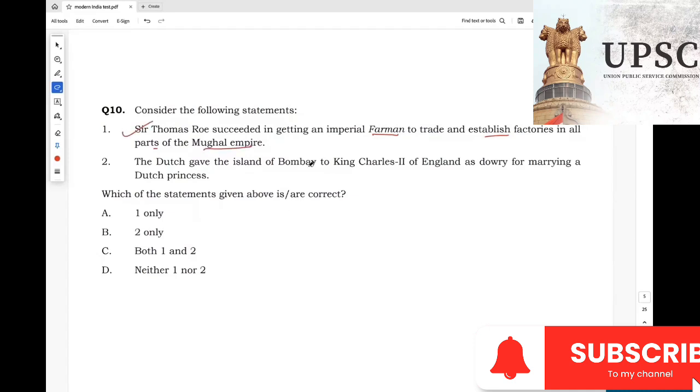The Dutch gave the island of Bombay to King Charles II of England as dowry for marrying a Dutch princess. No, it was Portuguese. ये तो हम सबको पता है. It's a very well-known fact that it was a marriage alliance between the British and the Portuguese. Those were the 7 islands of Bombay, which were combined together later on to create the city of Bombay. So this statement is correct. I mean, ये तो बहुत easy है. These two statements are very easy. If you have studied the first 2 chapters of the Spectrum book, you can easily do these questions.